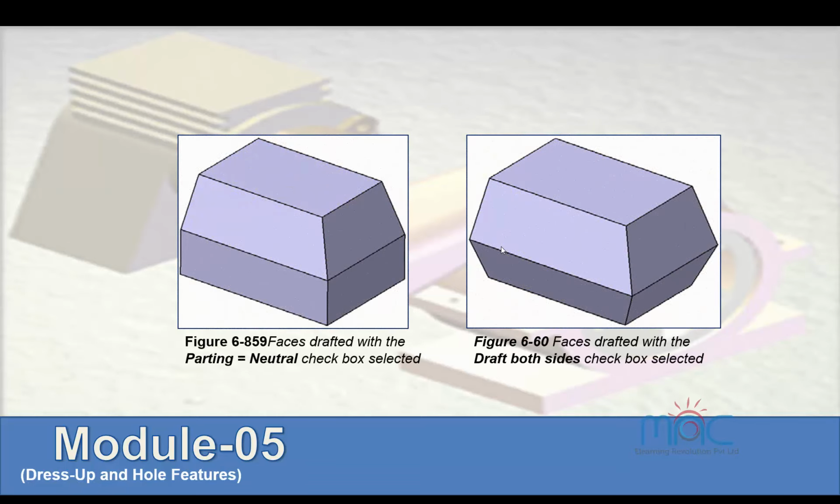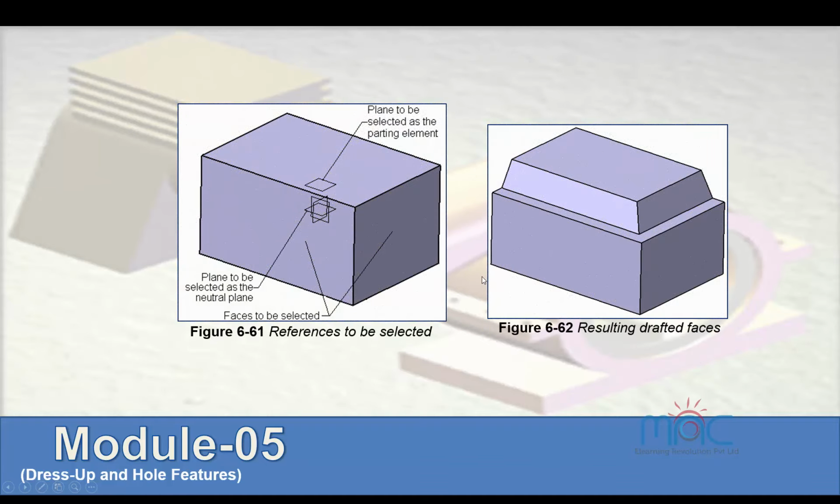Next will be the parting, where we'll be looking at two different sides we need to process with two different drafting values and how to do that, the face drafted with the draft both sides, and the face drafted with the parting equal to neutral. So parting neutral and how to use these options, that we'll be looking into. Next we'll be looking at the other advanced operations like the reference.